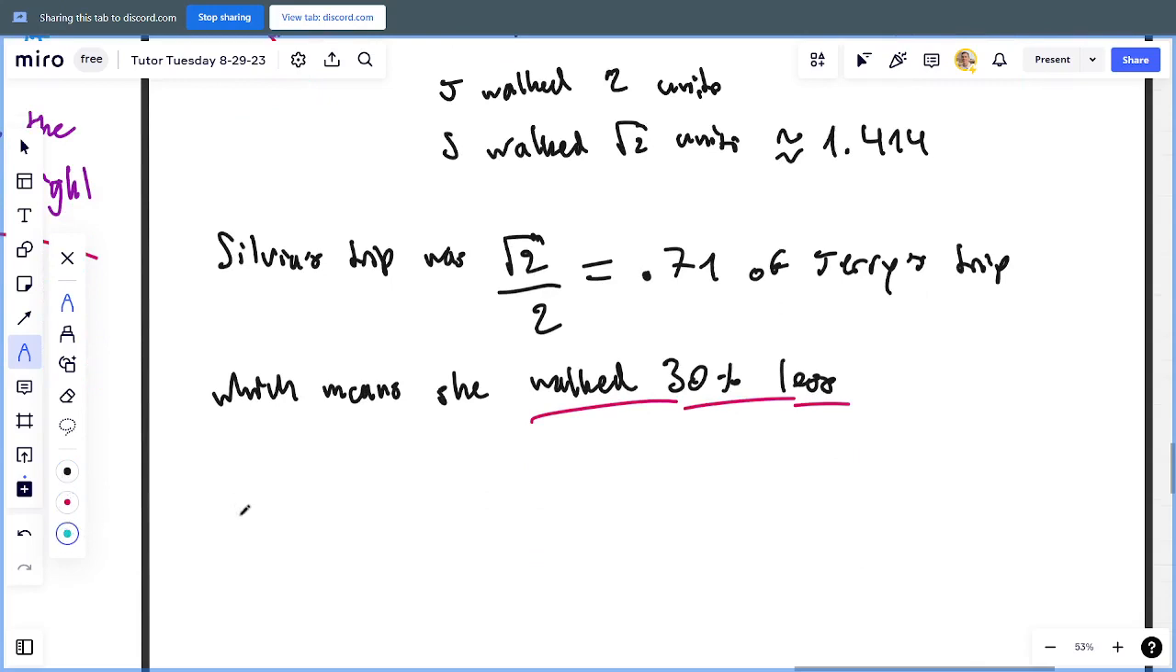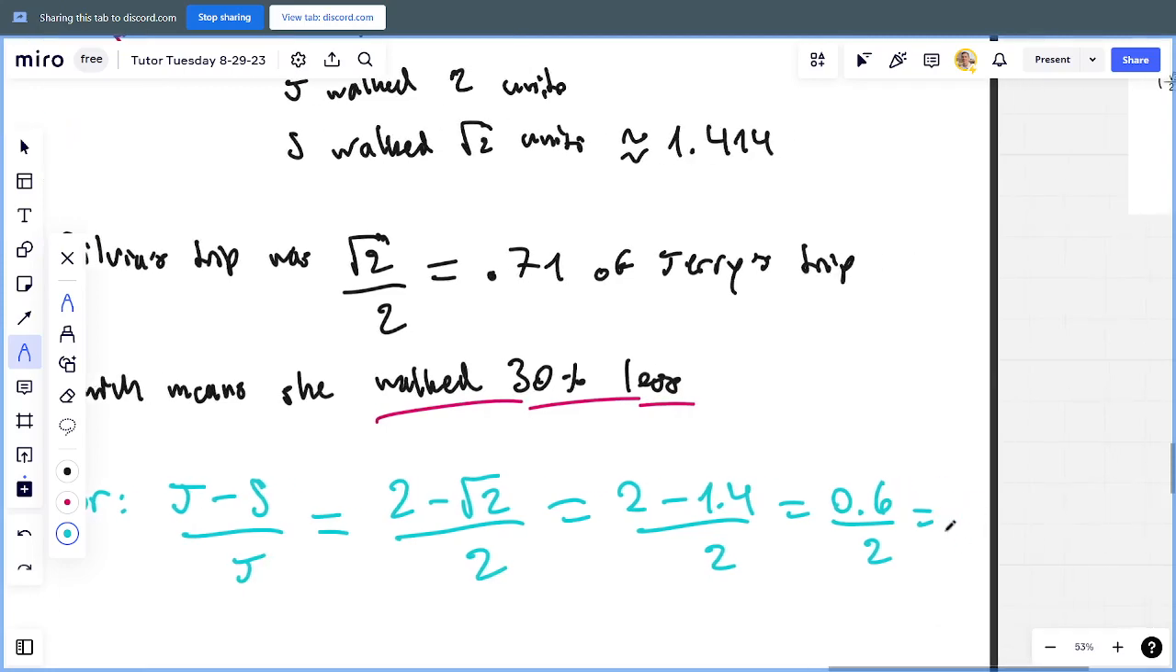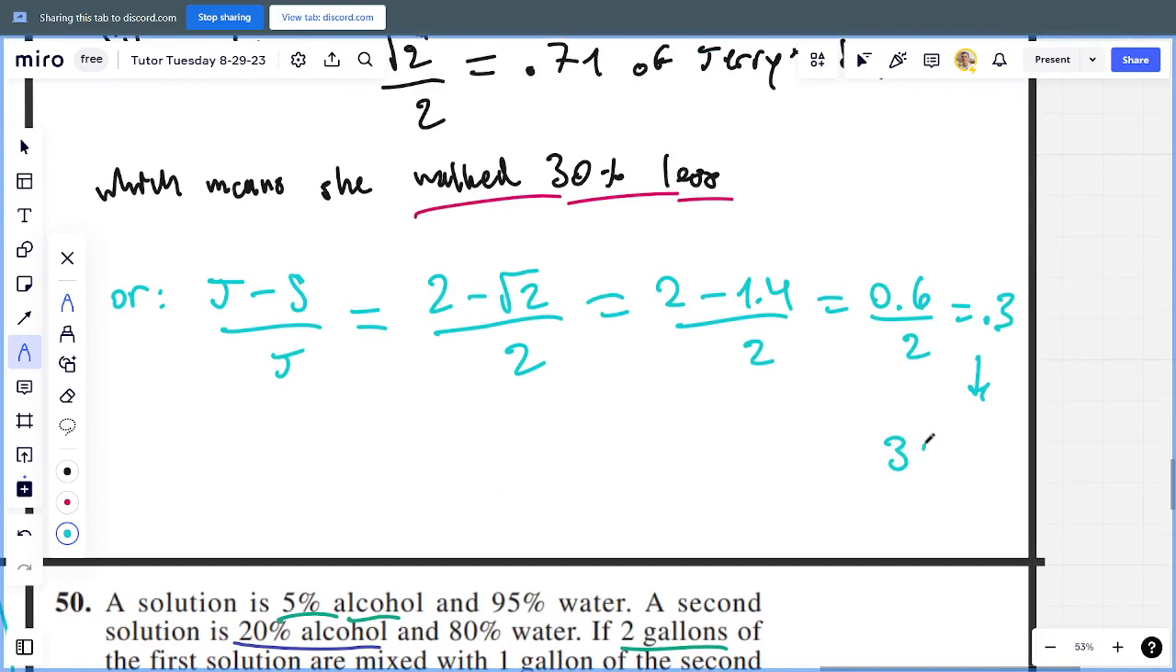Another way you could do it is you could take percent difference. You could do Jerry's trip minus Sylvia's over Jerry's. That would be 2 minus square root of 2 over 2. Oh, okay. And I'm just going to put that as decimals. Right, and that's going to be 0.6 over 2, and it's going to be 0.3. So 30%. Her trip was 30% shorter.